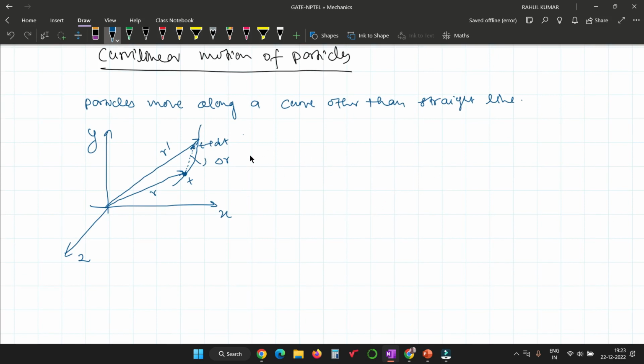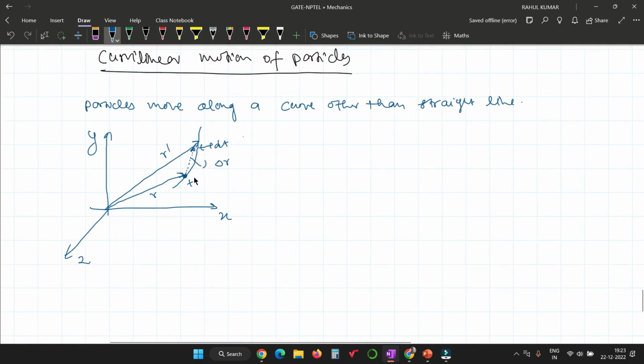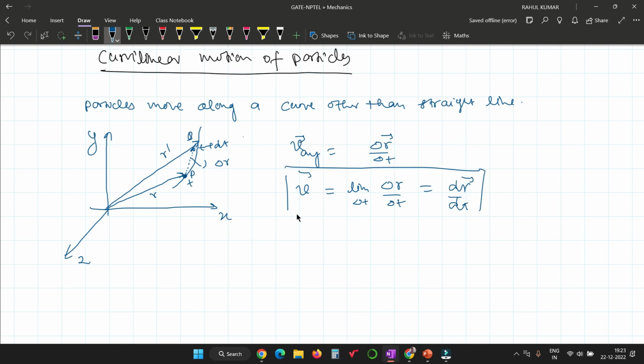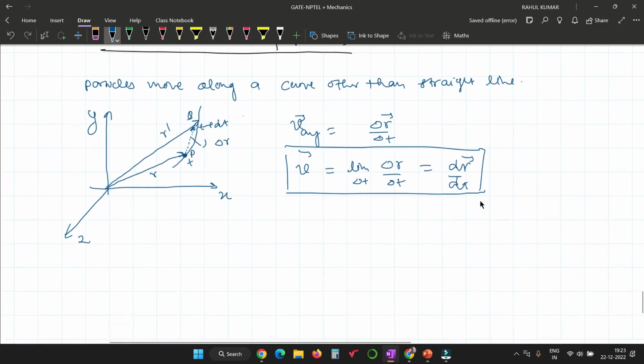Now if you want to determine the average velocity of the particle from point P to Q, what will you do? V average equals delta r by delta t. And if you want to determine the instantaneous velocity, then you have to reduce the time interval, and you will get dr by dt.